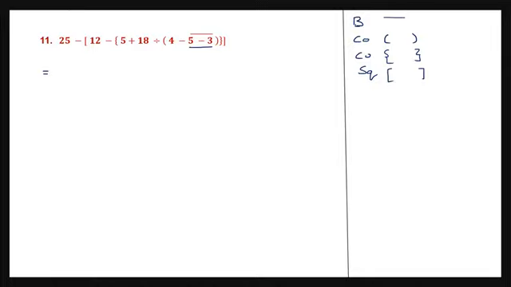Okay, so everything else will remain the same. 25 minus square bracket 12 minus the curly bracket 5 plus 18 divided by common bracket 4 minus. Now what is below the bar bracket? 5 minus 3. And we know 5 minus 3 is 2. So we've finished with the bar bracket. Let's close all the other brackets.